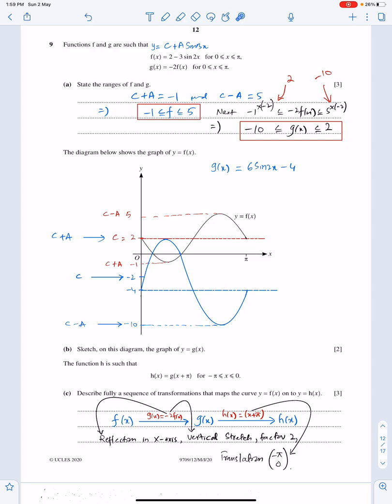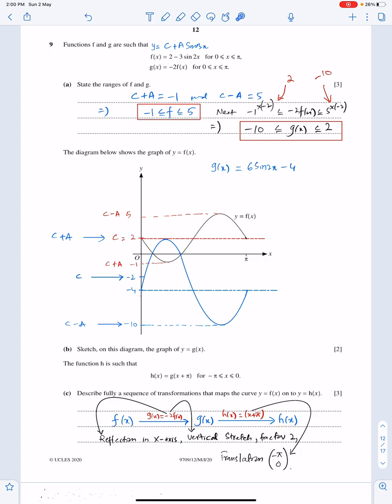Listen, first f of x will transform onto g of x, and then g of x will transform onto h of x. This is the sequence of the transformation. First f of x will transform onto g of x, and then g of x will transform onto h of x, because we have a relation of h in terms of g. We don't have a direct relation of h in terms of f. So we have to do this in this way.